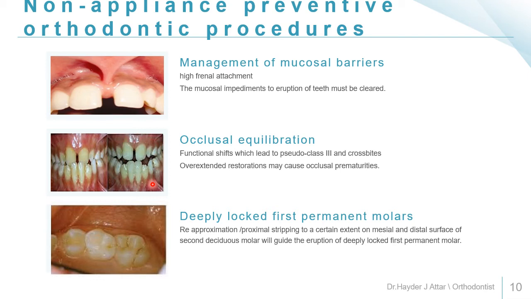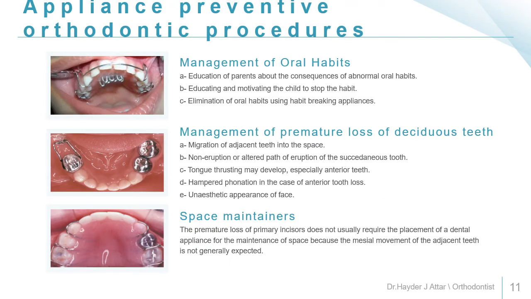The delayed eruption of the first permanent molar, as in this case, affected by the presence of the primary second molar, can cause a deeply locked or partially uninterrupted first permanent molar, and in this case, reapproximation or proximal stripping of the distal surface of the primary second molar is regarded as a preventive orthodontic procedure to correct the deeply locked first permanent molar.